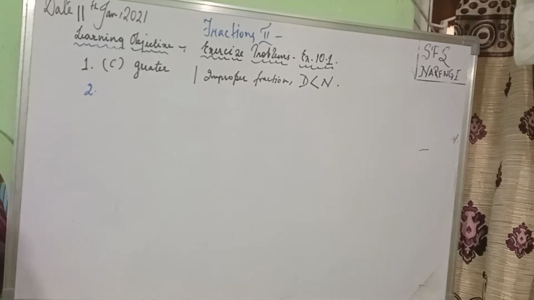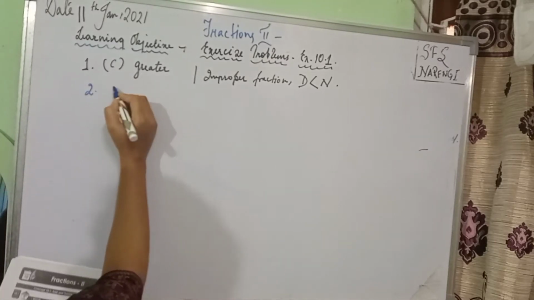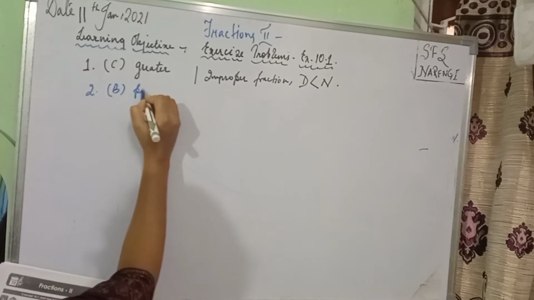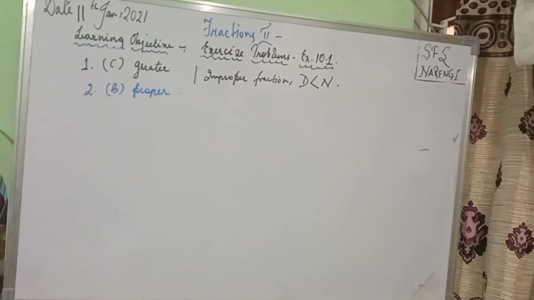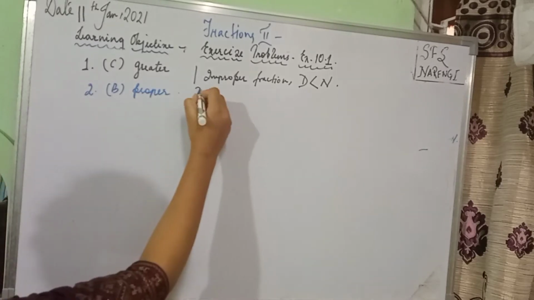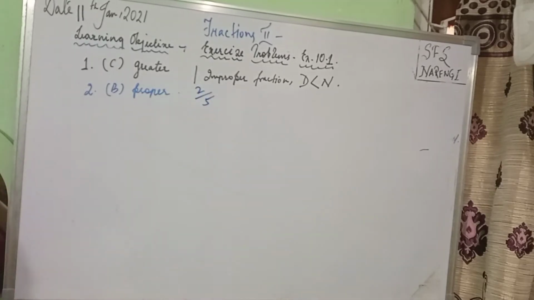A fraction whose denominator is greater than the numerator is called an improper fraction, proper fraction, mixed, or both A and B. Definitely a proper fraction. Only in a proper fraction is the denominator greater than the numerator. For example, 2 by 5, where the numerator is smaller than the denominator. Let us move on to question number 3.